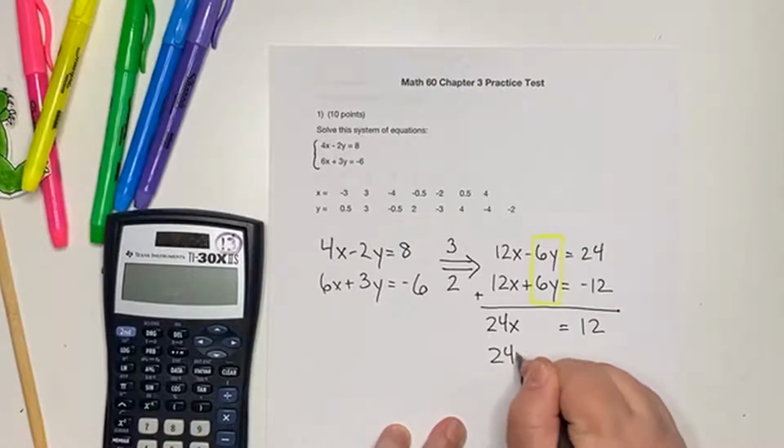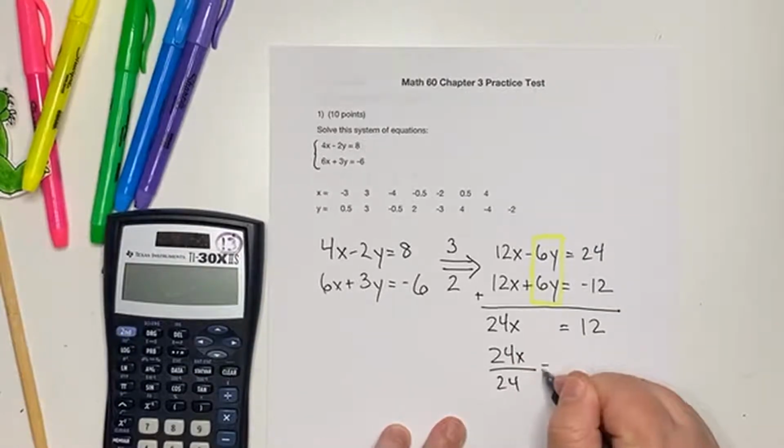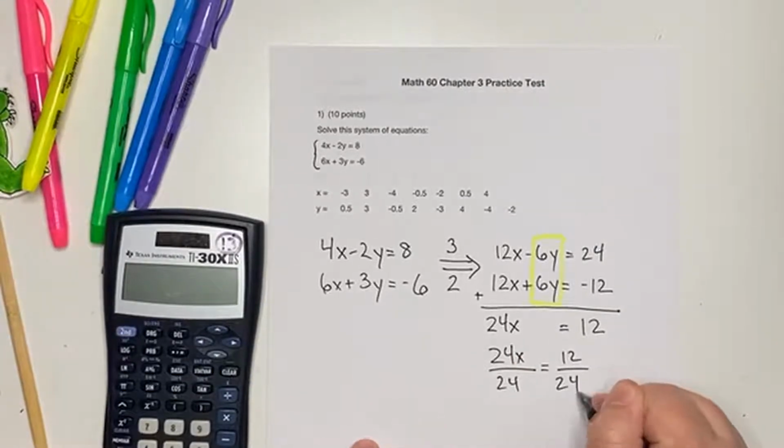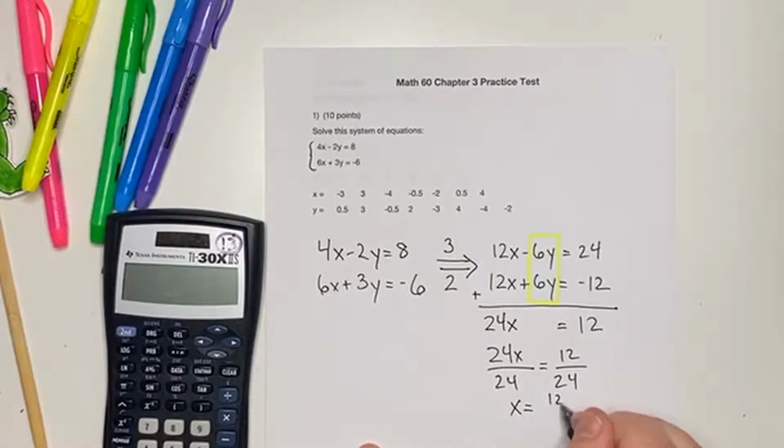So they cancel out. And then over here, I get 12. And then 24x all over 24 equals 12 over 24. So x equals 12 over 24, or 1/2.